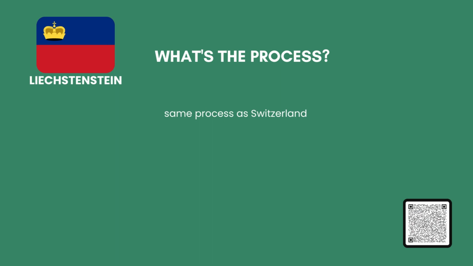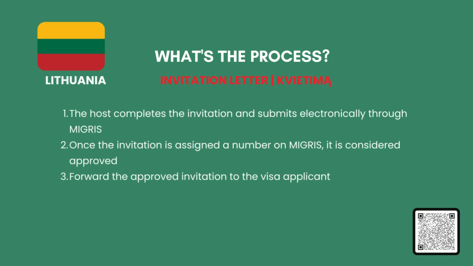And for Lithuania, it's also called an invitation letter. The Lithuanian term is beside it. The host completes the invitation form and submits it electronically through Migris. Once there is an assigned number on the Migris, then it's considered approved. Once it's approved, the host will forward the invitation to the visa applicant.